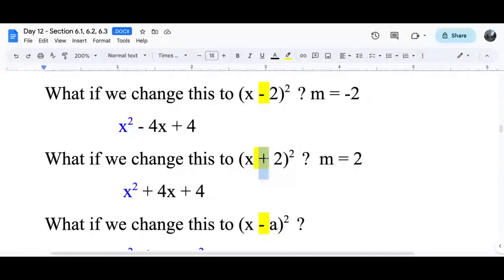Well, let's see. We change the sign to be plus. We still have first one squared, second one squared. We multiply those two, get 2x. We double it, we get a 4x.